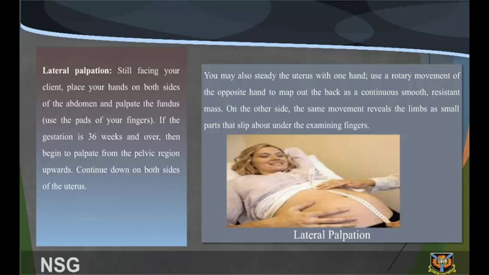Lateral palpation. Still facing your client, place your hands on both sides of the abdomen and palpate the fundus. Use the palmar surfaces of your fingers. If the gestation is 36 weeks and over, then begin to palpate from the pelvic region upwards. Continue down on both sides of the uterus. You may also steady the uterus with one hand. Use a rotary movement of the opposite hand to map out the back as a continuous, smooth, resistant mass. On the other side, the same movement reveals the limbs as small parts that slip about under the examining fingers.